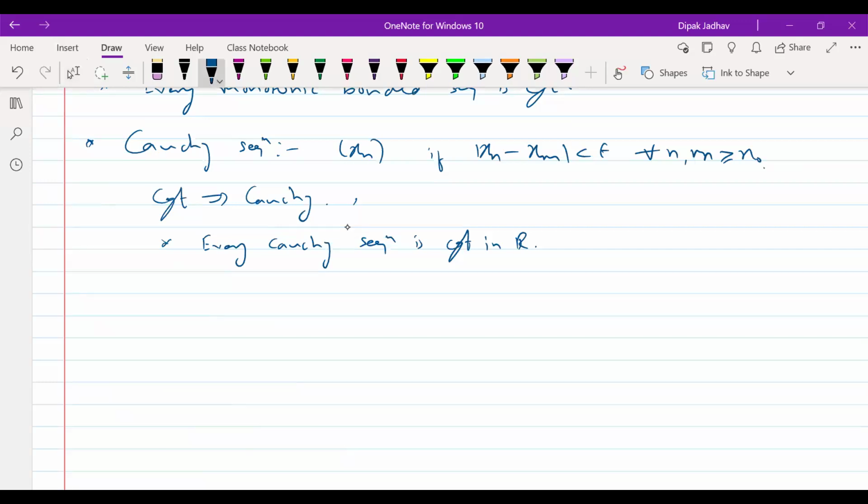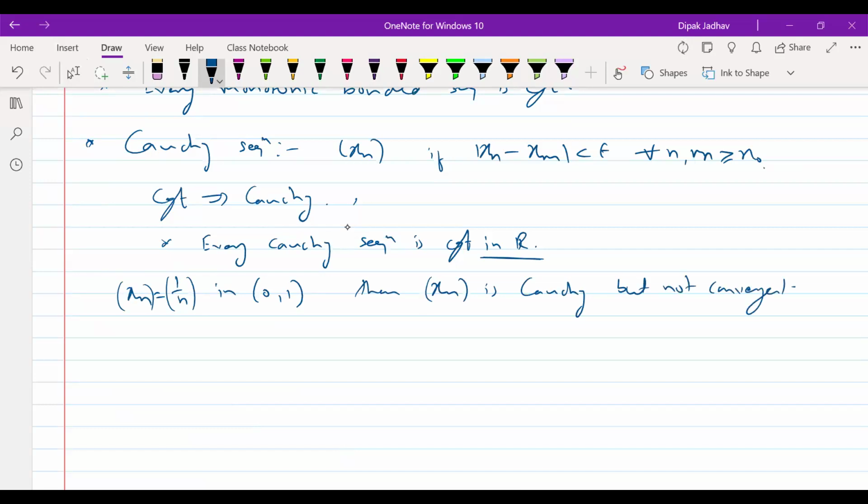The converse of every Cauchy sequence being convergent holds only in R. For example, if you take the sequence 1 by n in the open interval (0, 1), then xn is Cauchy but not convergent. But if you take the same sequence in R, then it is convergent. We all know that it goes to 0, and 0 is a real number.